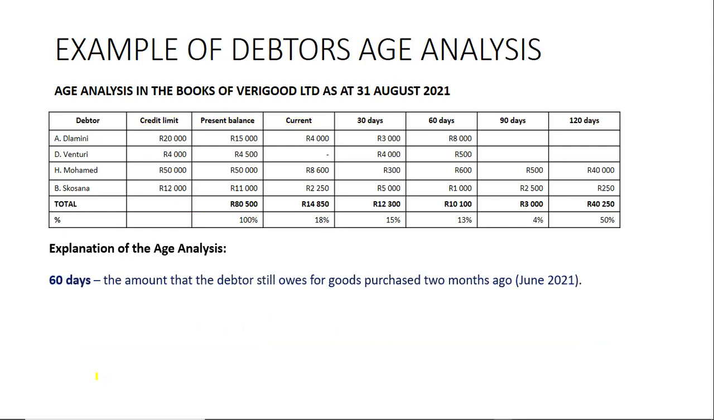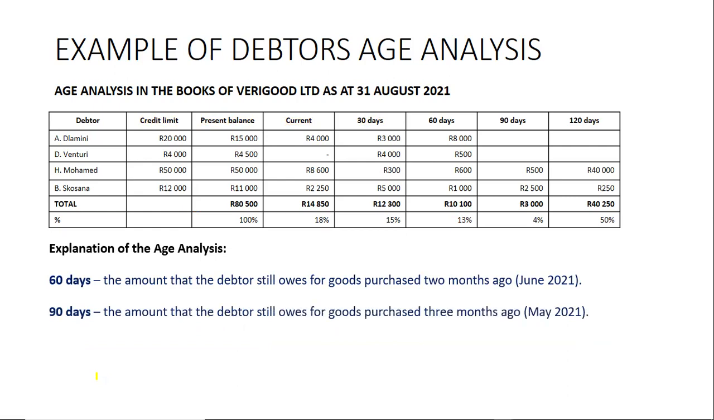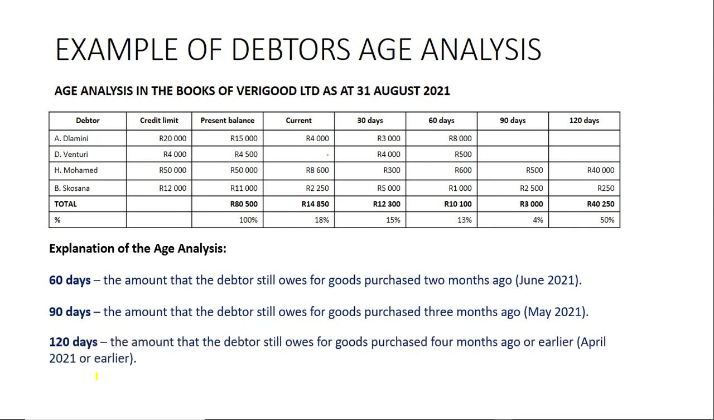60 days is the amount that the debtor still owes for goods purchased 2 months ago, which is June, and 90 days is the amount that the debtor still owes for goods purchased 3 months ago, and that will be May. 120 will simply be the amount that the debtor still owes for goods purchased 4 months ago. It could be April, it could have been February, it could have been March. So any amounts that they owed 4 months ago or earlier.